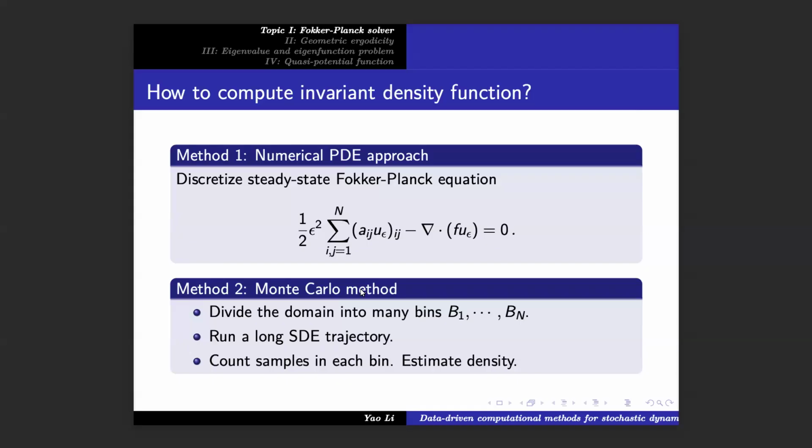Of course, you can just do the classical spatial discretization like in your undergraduate textbook. Right? But the thing is that you cannot even do this in 3D because of the curse of dimensionality. And the other way is that you can run Monte Carlo simulation. You can divide the domain into lots of small bins and just run a long trajectory, and then you count how many samples you have in each bin, and then you have some estimated density. And probably you can also smooth it by using something like the kernel density estimator. But of course, if you really do it, you will see that the KDE itself has lots of drawbacks.